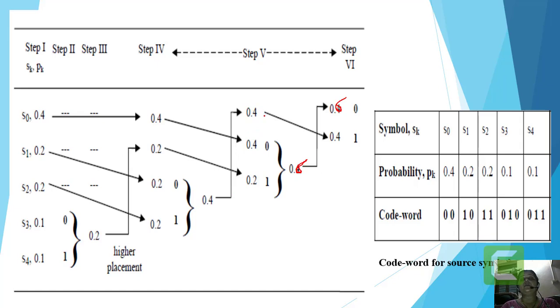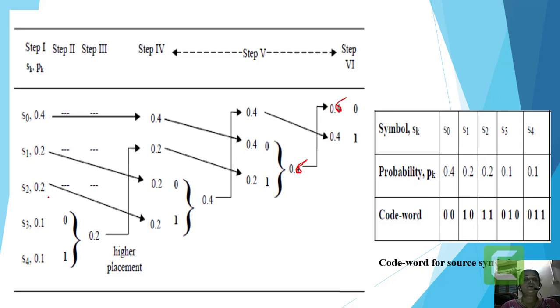This 0.4 will again be carried forward over here, but here the assignment is 1. We have to write the digit assignments in reverse order, so 1 is written first. This carry forwarding we have to see, so it will be 0. So we are writing this code word as 1.